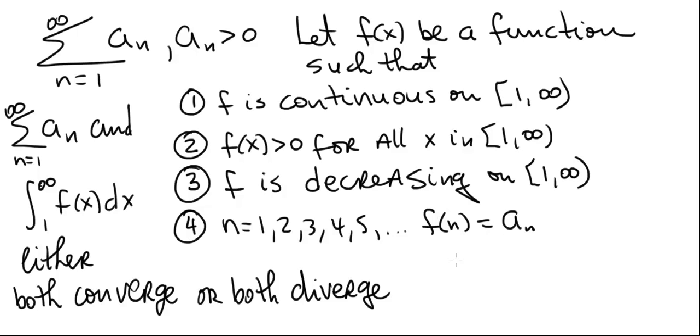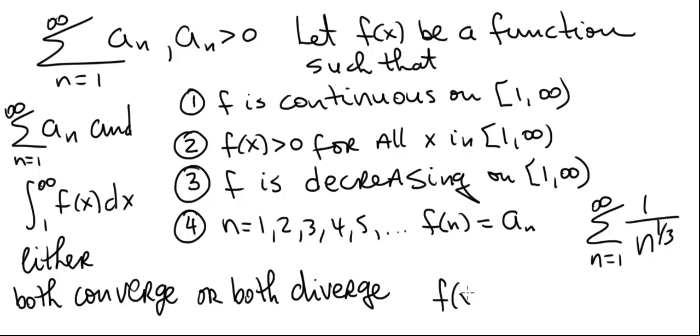So for our case, where our series is the summation from n equals 1 to infinity of 1 over n to the 1/3 power, if there's such a function, it has to be f of x equal to 1 divided by x to the 1/3 power. So this function is not continuous at 0, and everywhere else is continuous. Since the interval from 1 to infinity doesn't contain 0, this is true. If we take any value of x greater or equal to 1, it is positive.